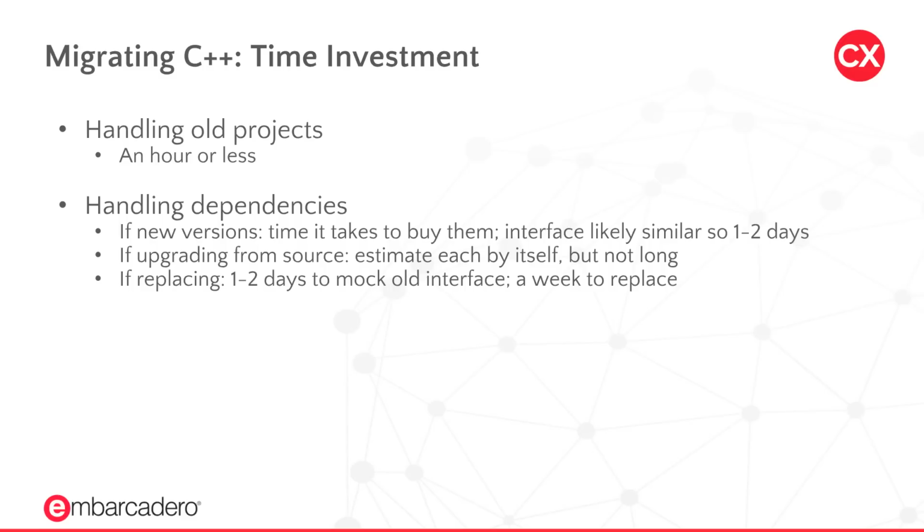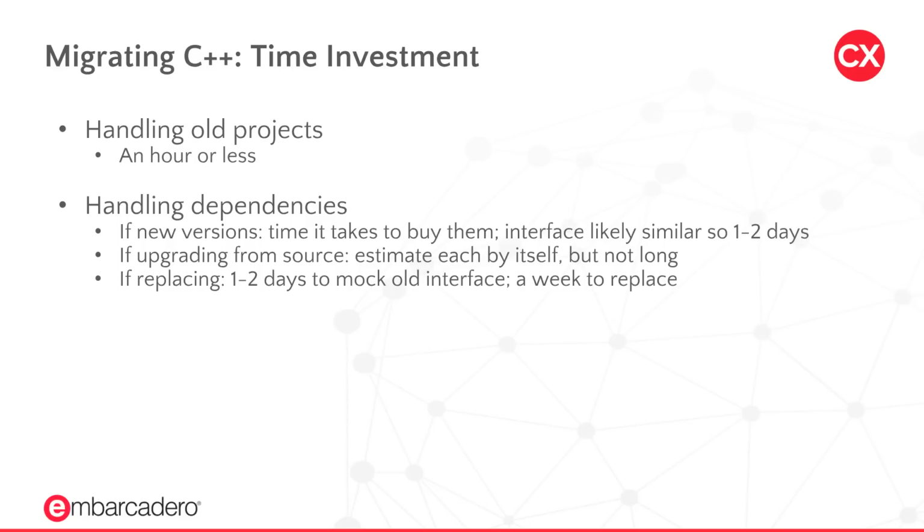Some questions that you might have might be around the time investment. How much time or how difficult do some of these things take? So in terms of the old projects, simply taking an old project file and creating a new 10.3 C++ Builder project, I really think an hour or less. And the reason for that is that you don't want to upgrade it, you just want to create a new one. So create a new one and just drag and drop your files from Explorer straight into it in the project manager. That doesn't take so long.